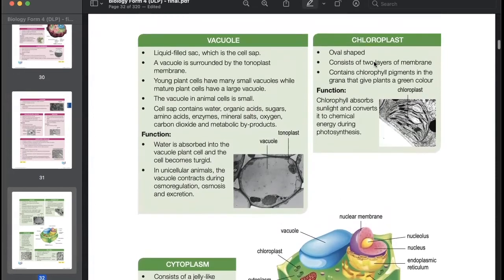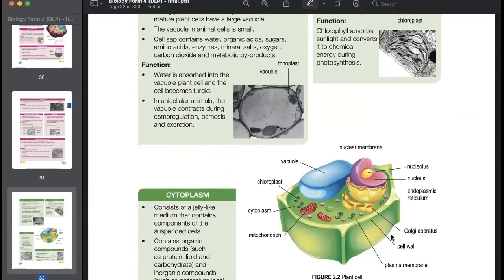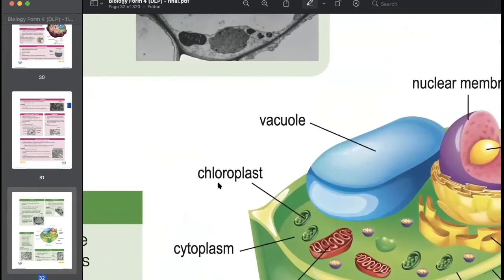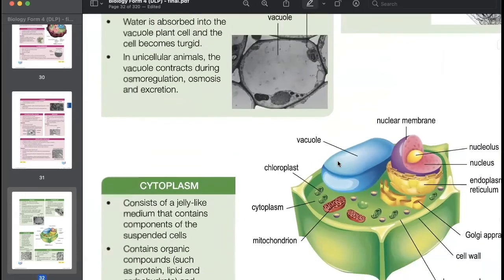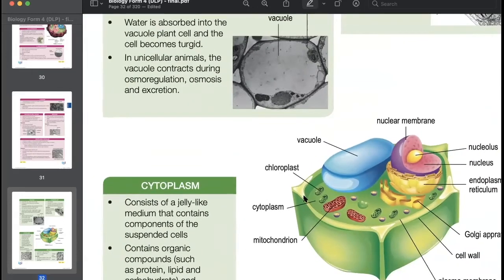Next we go to chloroplast. Mana chloroplast kat sini? Mana chloroplast ni? Ni chloroplast ni. You see chloroplast. So chloroplast ni macam biasalah. Fungsi dia untuk carry out photosynthesis. Tu je lah yang awak kena tahu.